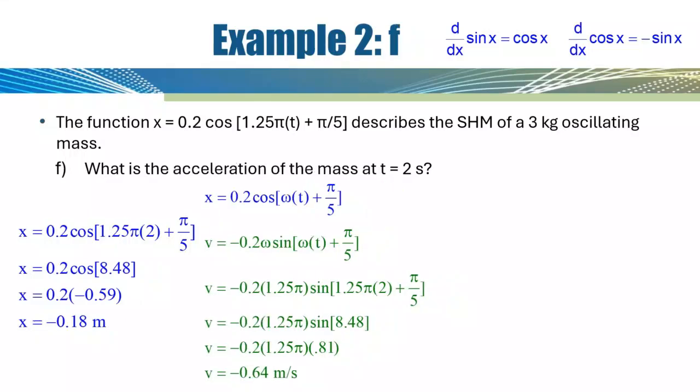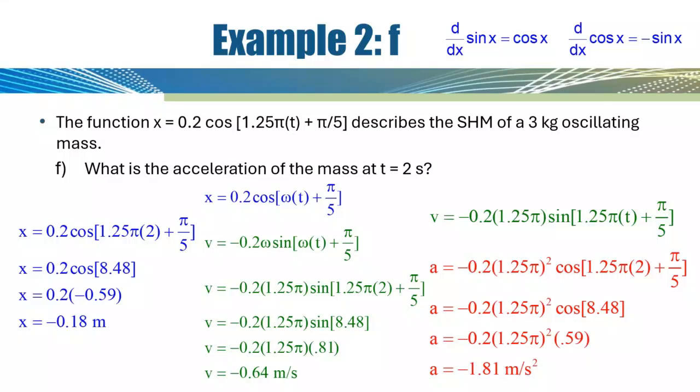And letter F says, what is the acceleration of the mass at a time of 2 seconds? So again, we're going to get the acceleration function by taking the derivative of the velocity function. So the velocity function has a sine in it, and the derivative of sine is cosine. So the sine became a cosine. There was a negative out front, so obviously that is staying. But then I also have to take the derivative of omega t, which is omega, 1.25 pi. And so that became a 1.25 pi squared.